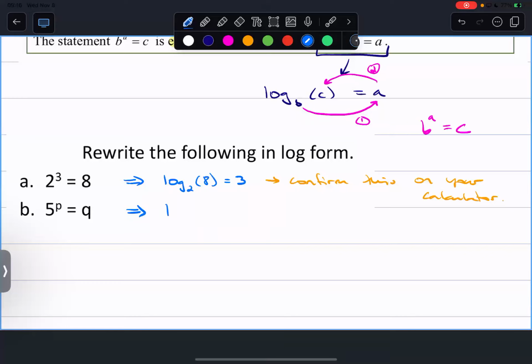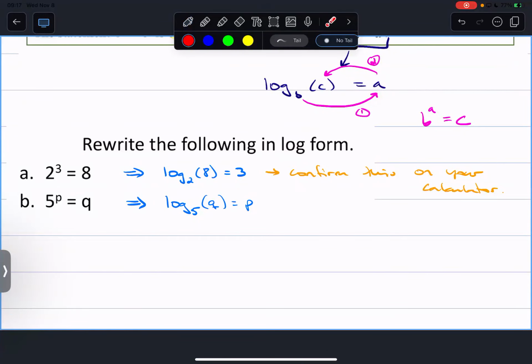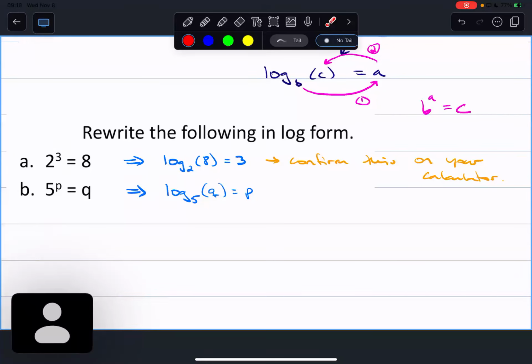How about the next one? Log base 5 of Q is equal to P. Why would that be useful? Just as foreshadowing, you're going to use log base 5 to dissolve a base of 5, right? Because log base 5 of Q is equal to P. We'll use that on Friday, I guess. But I think we'll end here because your calculator is acting up and we need to sort that out. So yeah, any questions, comments, concerns? Good luck on your physics, have fun, and I'll stop this.